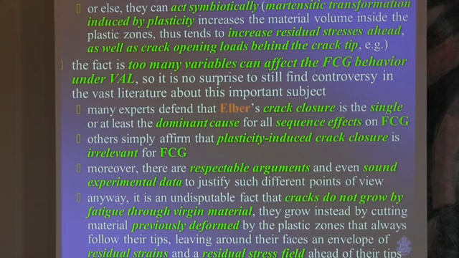There are so many variables that can affect fatigue crack growth behavior under variable amplitude loads that it's really no surprise to still find a lot of controversy in this subject. To believe that crack closure is the single, or at least the dominant, cause for all sequence effects on fatigue crack growth may be questionable. In fact, there are some experts that simply affirm that plasticity-induced crack closure is irrelevant for fatigue crack growth. I don't believe it is. In some cases it may be important, in some cases it is not. There are a lot of interesting data to support both points of view.